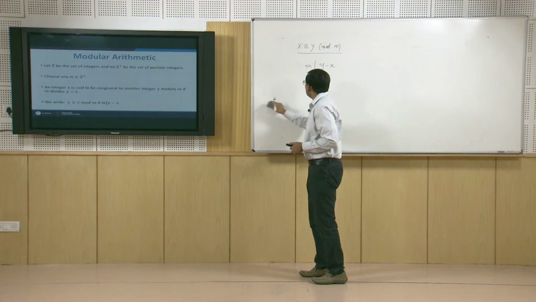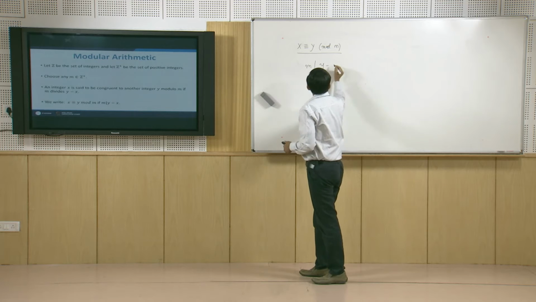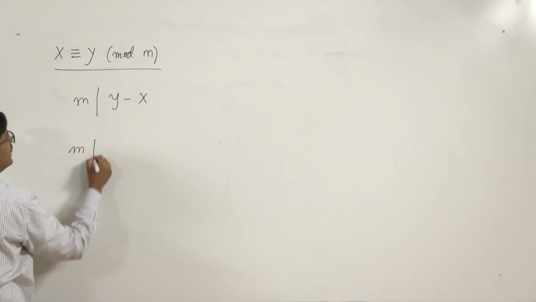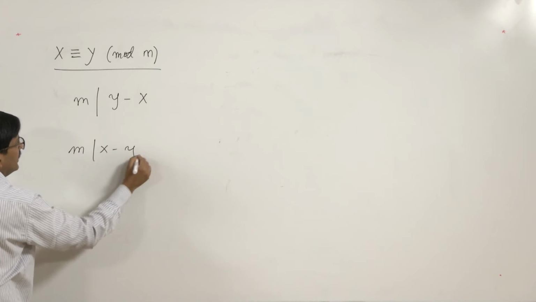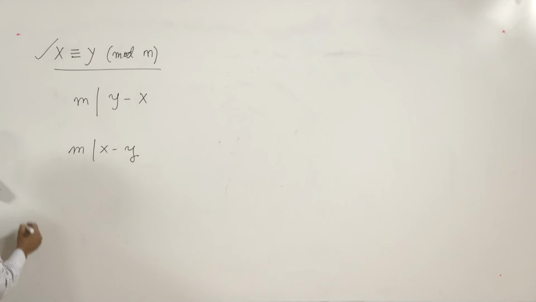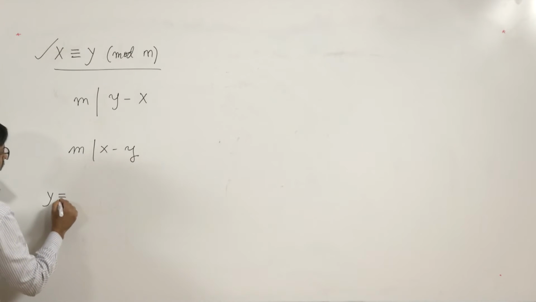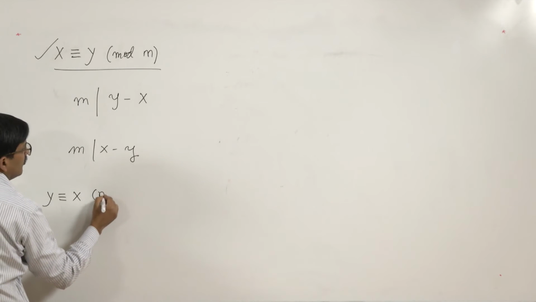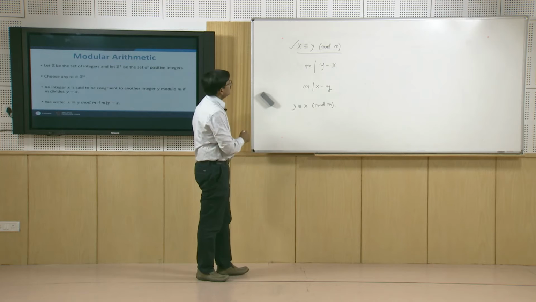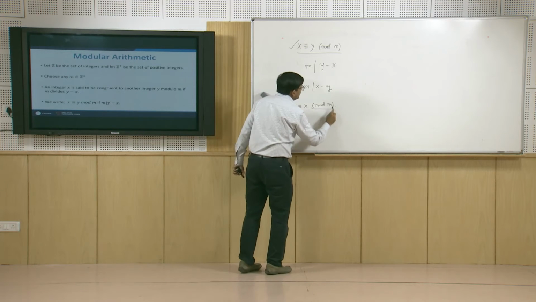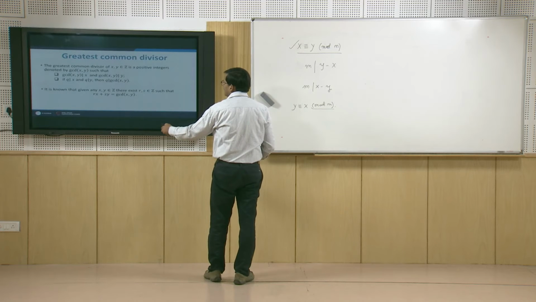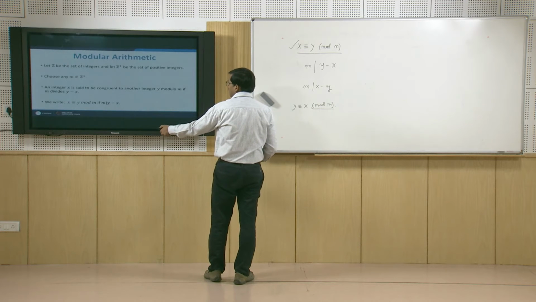It is needless to say that if m divides y minus x, then m divides x minus y. Therefore, if x is congruent to y modulo m, then y is congruent to x modulo m. We will be always writing like this. We will put a bracket over here, which is not written over here, but later on we will be careful. Why do we put a bracket here?